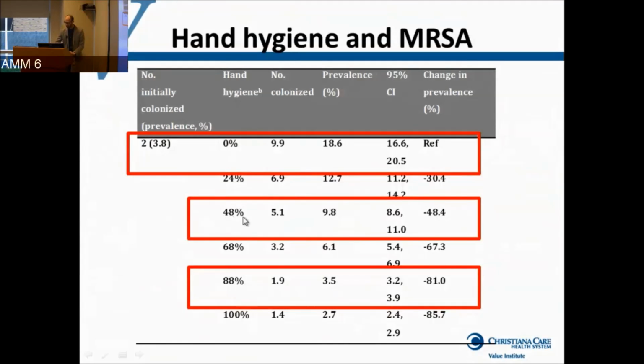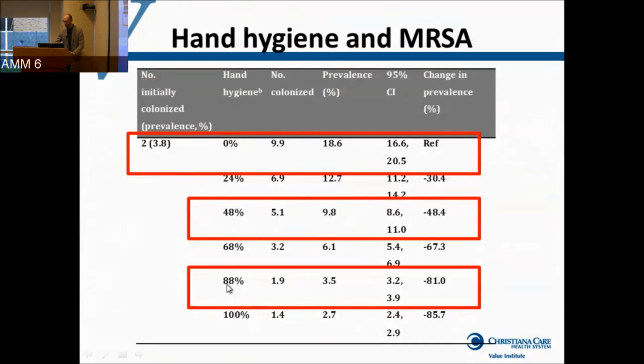Interpreting this line for you, that means that starting with 2 initially colonized babies at 48% hand hygiene effectiveness, after 9 days we have about 5 colonized babies, or roughly 10%. Nevertheless, it's still about a 50% reduction over no hand hygiene.